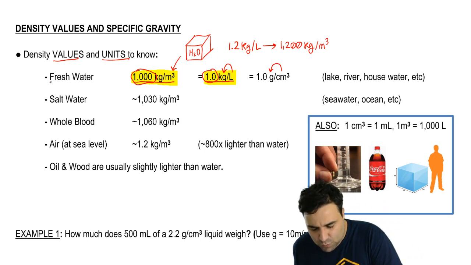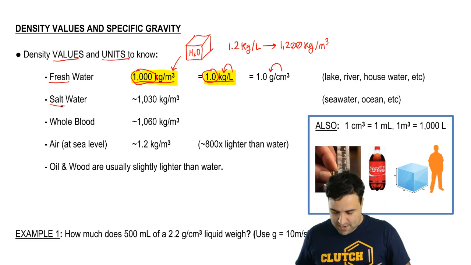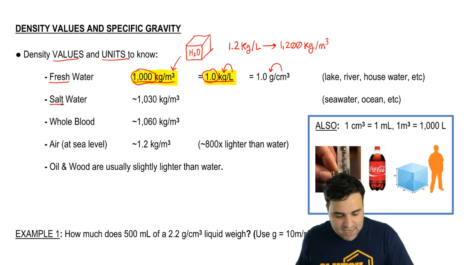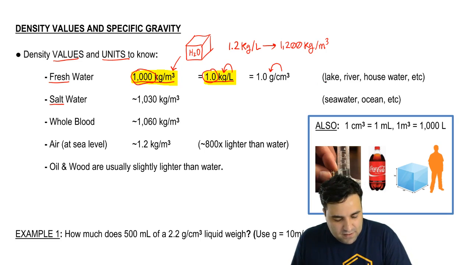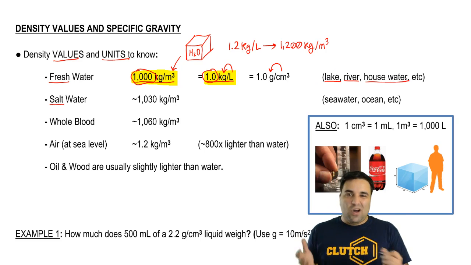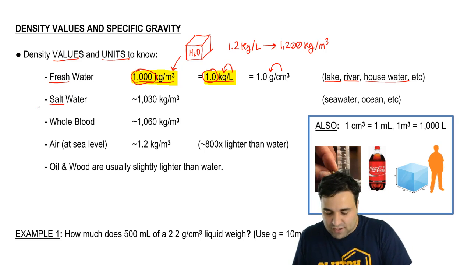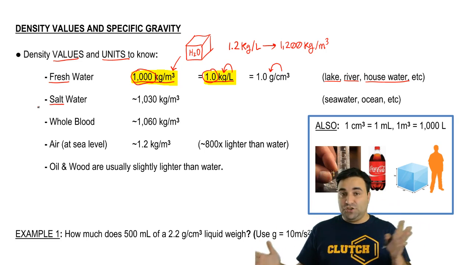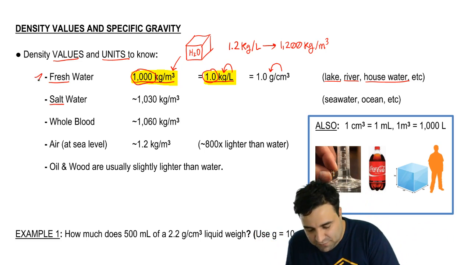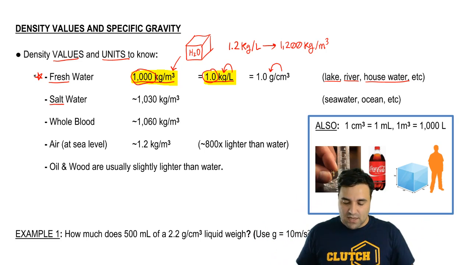Now you have fresh water and you have salt water, and this is pretty straightforward, but just in case, anytime the question refers to a lake, a river, or house water, meaning water coming out of a faucet or whatever, it's going to be fresh water. And fresh water is the default water. If you're not sure if it's fresh or salt, it is fresh, okay? And it's 1,000. It's the easiest number out of all of these to remember.